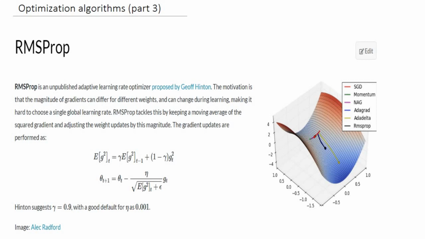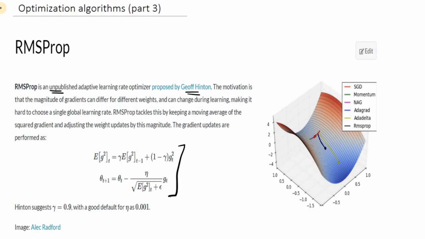So this is how RMS Prop looks like, and this image is taken exactly from the Papers with Code platform. I tried to find the paper associated with it, but it's clearly unpublished, and it was proposed by Geoffrey Hinton in one of his lectures on Coursera. And this is how the gradient updation rule is going to look like.